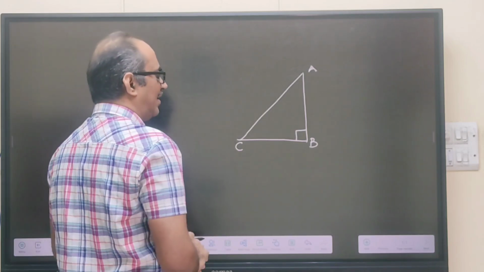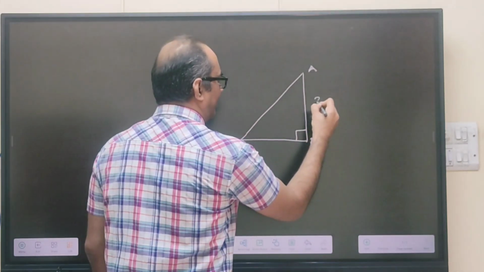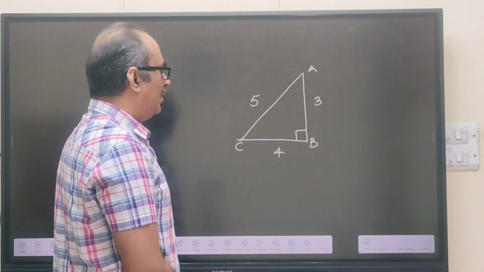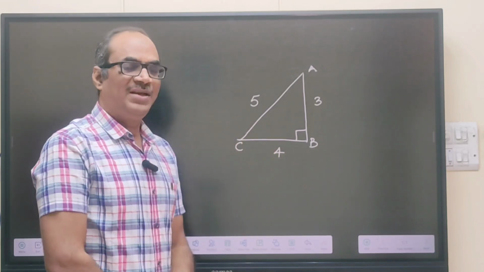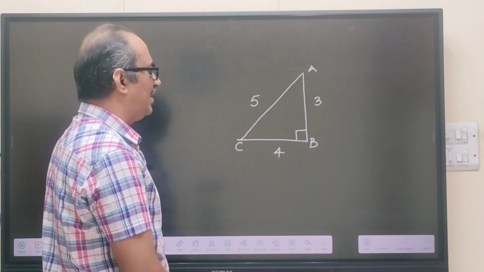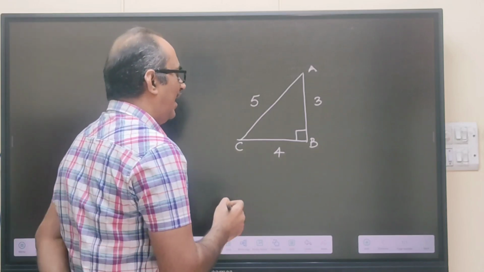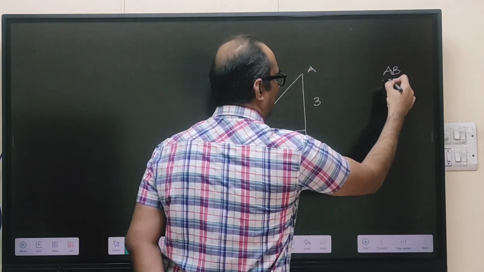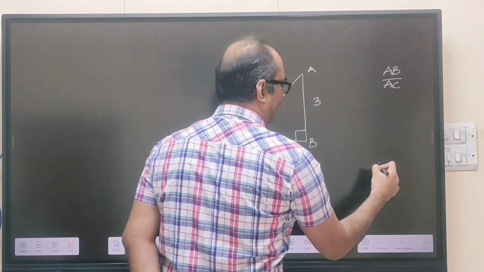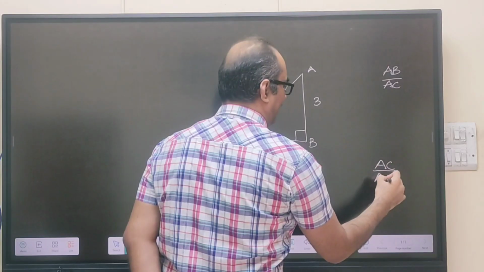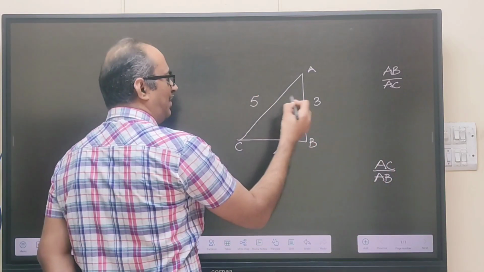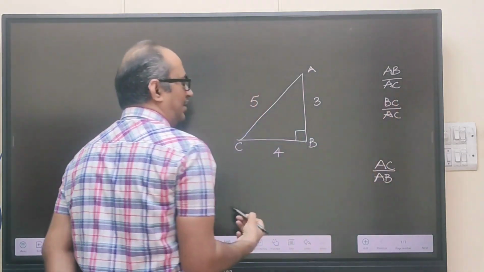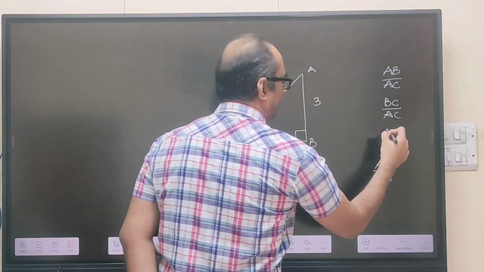Now suppose you have a right angle triangle and let us say the sides are 3, 4 and 5. If you see the different combinations of how you can write the ratios of the sides of this right angle triangle, I can write AB divided by AC. I can also do the reverse of that, AC by AB. Then I can do BC by AC. Then also I can do AB by BC.